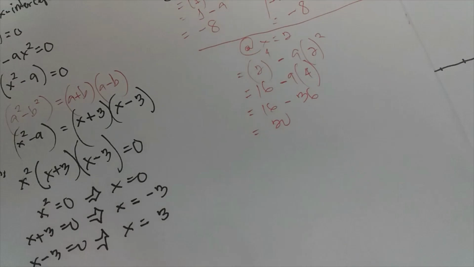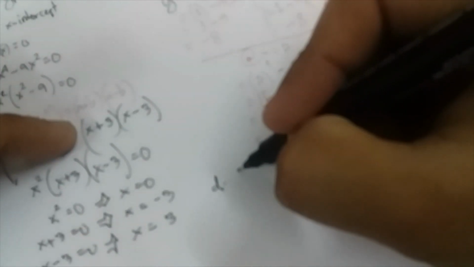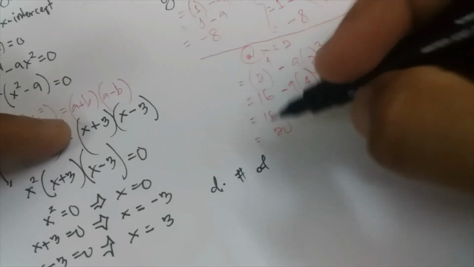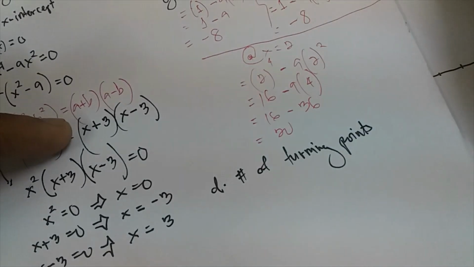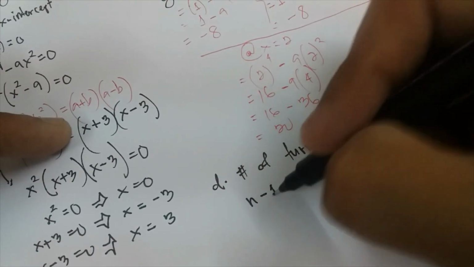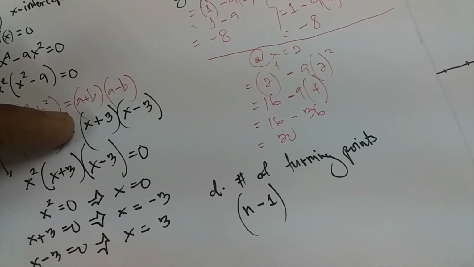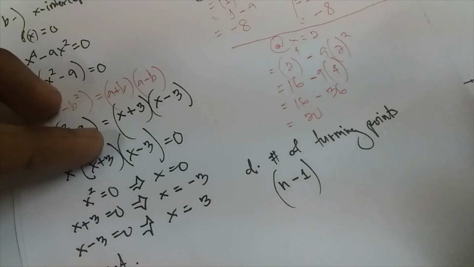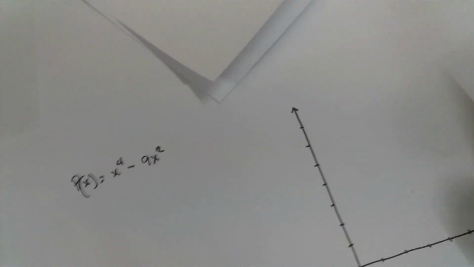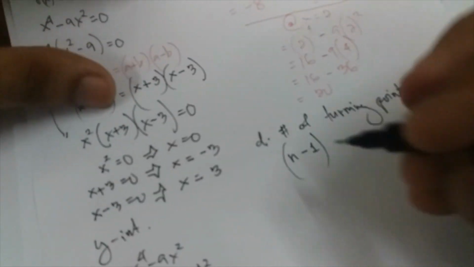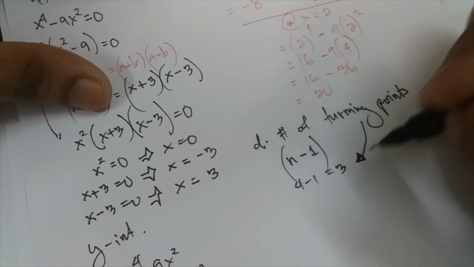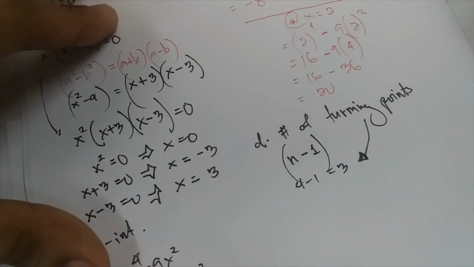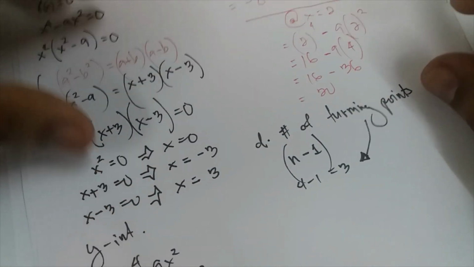Next is for the number of turning points. So number of turning points for letter B. So remember, it can be determined by the formula n minus 1, where n is the highest degree of the polynomial function. So this time our n for the given is 4 because this is the highest degree. So it follows that 4 minus 1 is equal to 3. So meaning the number of turning points for number 2 is 3. Okay, take note of this one, the number of turning points is equal to 3.